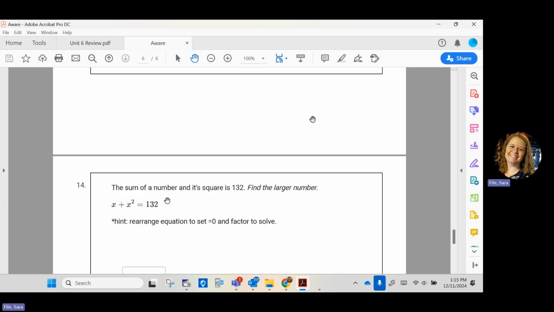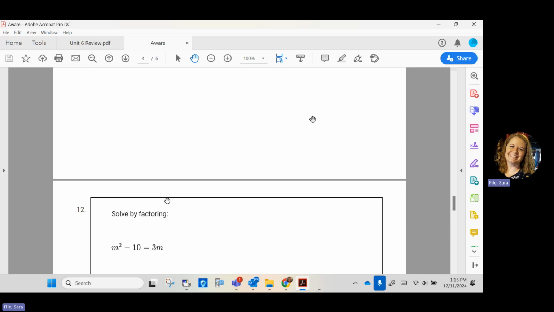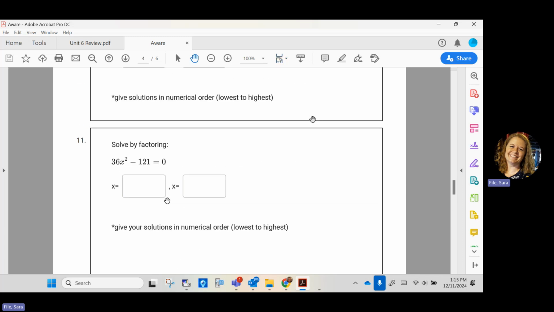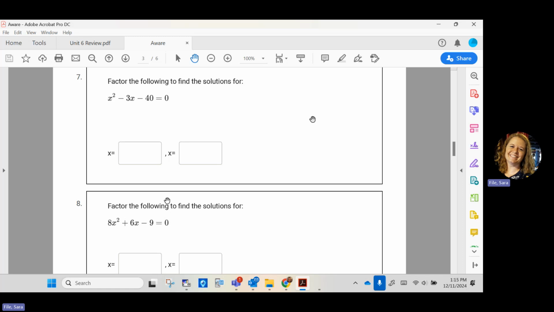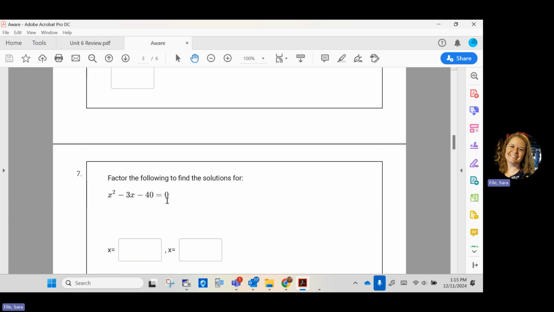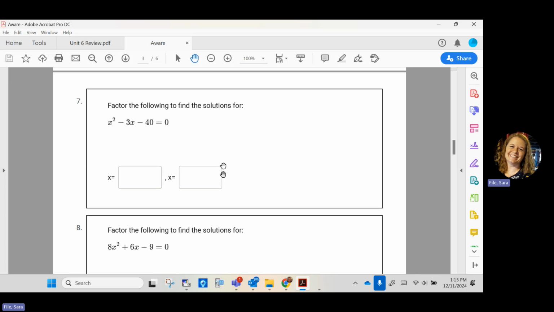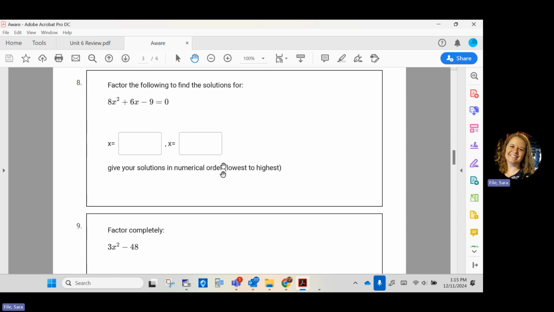Okay, so I want y'all to take some time and go through this review and try it. And remember, you've got to be practicing typing your answers in on Aware, because you're going to have to type them in tomorrow. You'll notice on these that have multiple solutions, I tried to remind you here on all of these to give your solutions in numerical order. That means lowest to highest.